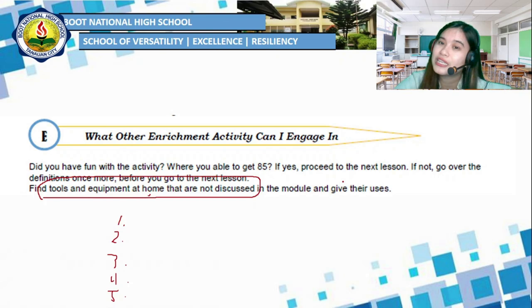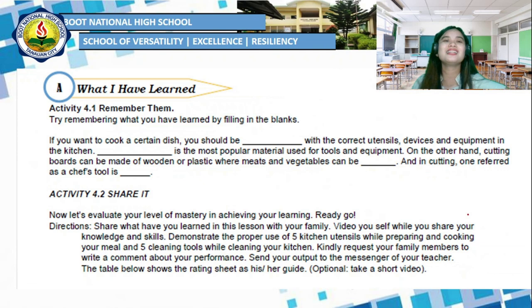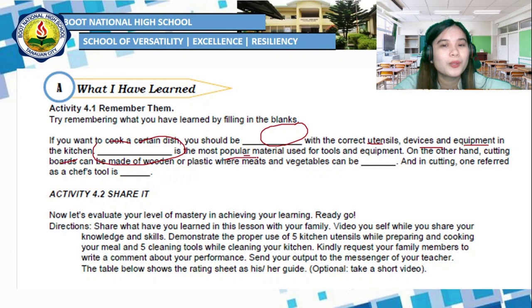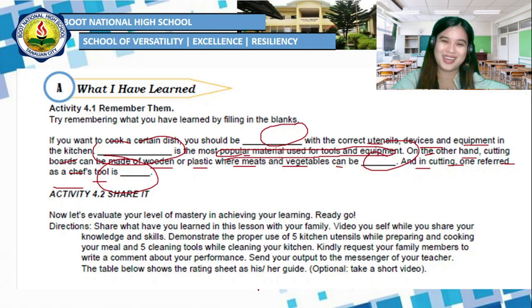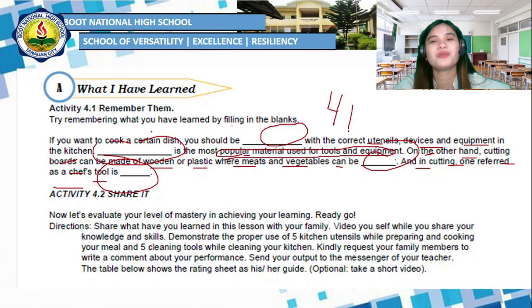Okay? Then, next one, let's have here what I have learned. Try remembering what you have learned by filling the blanks. If you want to cook a certain dish, you should blank with the correct utensils, devices, and equipment in the kitchen. Blank is the most popular material used for tools and equipment. On the other hand, cutting boards can be used, wooden or plastic, where meat and vegetable can be. Okay, and in cutting, once referred to as a chef tool is? Okay, so you just need to answer that. 1, 2, 3, 4. Okay, so this should be 4 points.